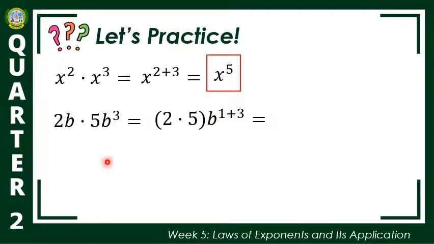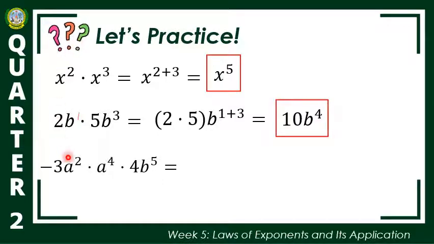So, saan po nanggaling ang 1? Take note that the exponent of b is 1. Okay? So, pag wala kayong nakikitang exponent, automatic it's 1. Tatandaan po yan. So, the final answer now is, so 2 times 5 is 10, and then 1 plus 3 is 4. So, we have 10b raised to 4. Okay? Ayan. So, yan na po yung final answer.